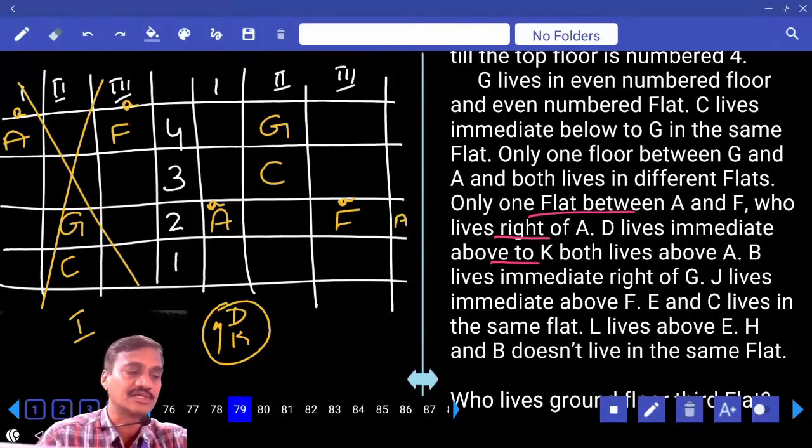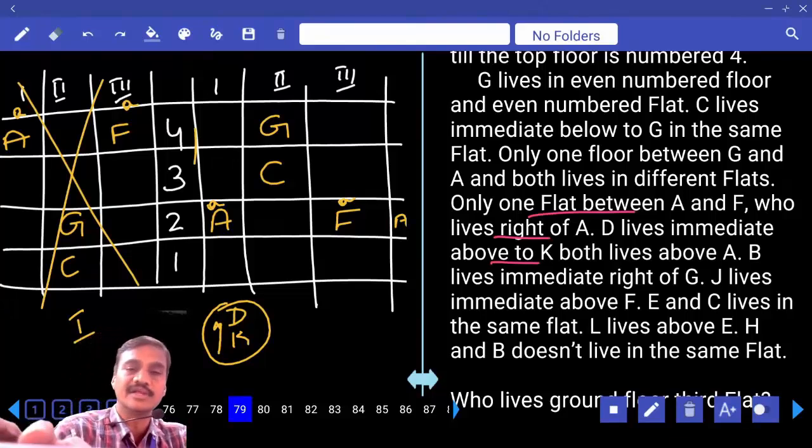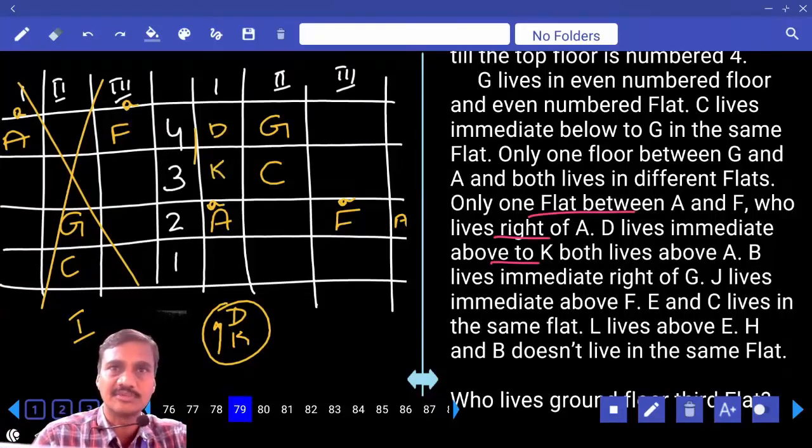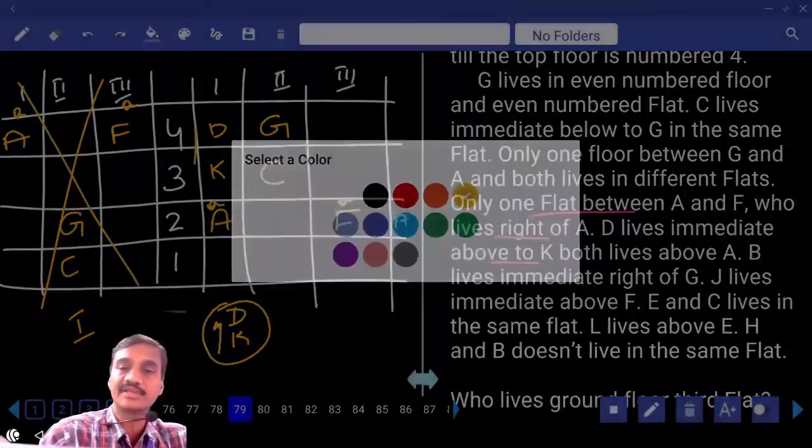Now we are left with the next one, D and K. D lives immediately above K, both live above A. Tell me, where should D and K be? D and K must be at this place. Is it a must, or a possibility? There is a possibility. Then D and K can be here also.